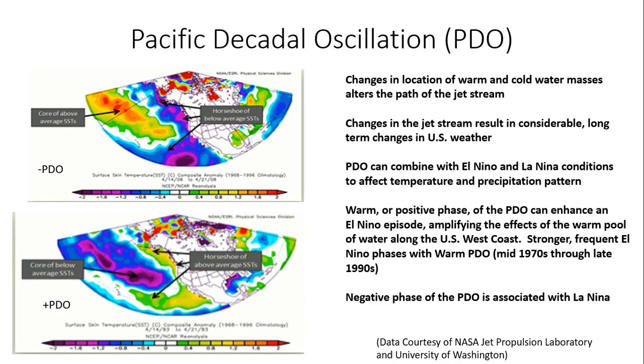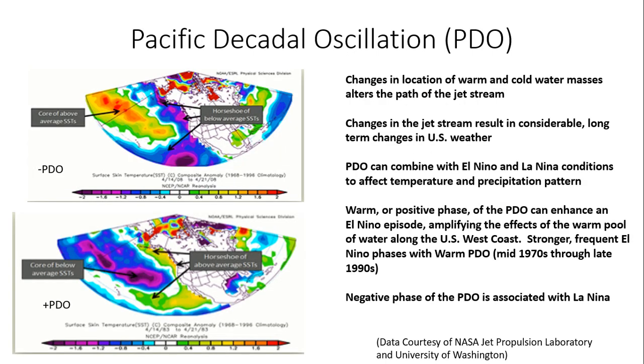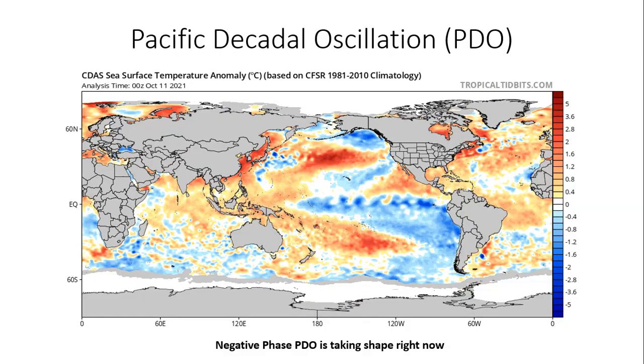And we mentioned again, if we were to identify what's going on right now with the PDO, when we have the core of above average sea surface temperatures where it is here, that generally is indicative of that negative PDO. So we have a negative PDO taking shape right now. There's also some anomalously warm water generally off the coast of Mexico. And then below that we have the La Nina cooler waters there in the equatorial, eastern, and central Pacific.